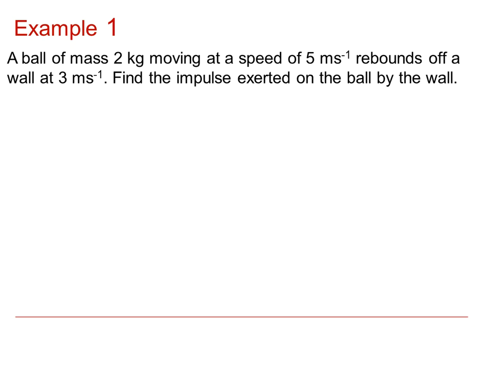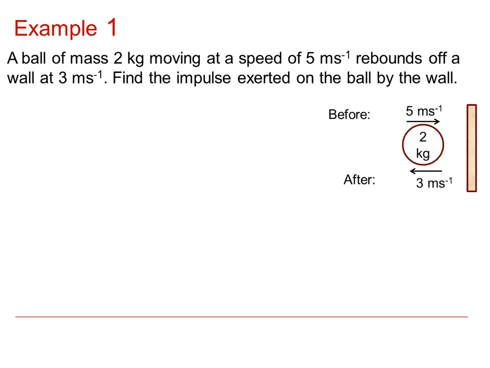So in our first example, we have a ball which is approaching a wall at 5 meters per second and then rebounds off the wall at 3 meters per second. So we want to work out the impulse exerted on the ball by the wall. Well, let's draw a diagram first of all, just to put all of that information into a picture. And because these are vector quantities, we need to define a positive direction. I'm going to take positive to be towards the wall.